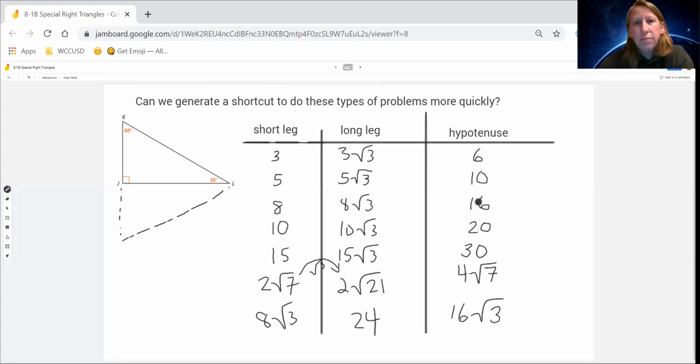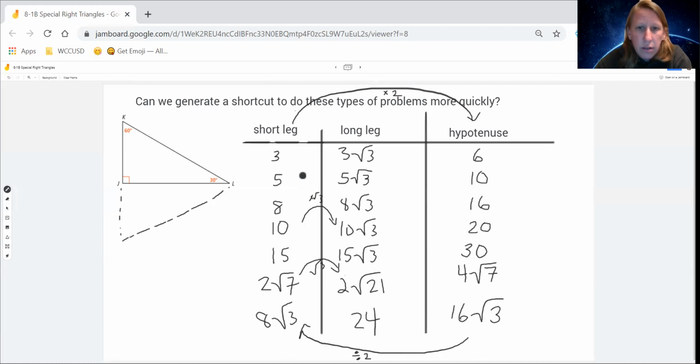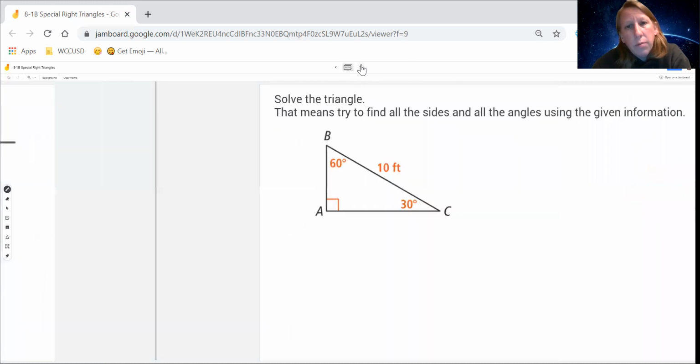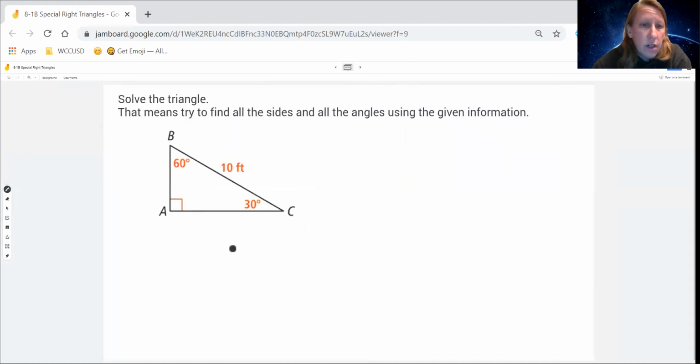All right. So hopefully you understand. To get from there to there, we multiply by 2. If I want to get from the hypotenuse to the short leg, I'm going to divide by 2. And if I want to get from the short leg to the long leg, I'm going to multiply by the square root of 3. Okay. If I want to go this way, I got to divide by the square root of 3, which is kind of annoying, but possible.